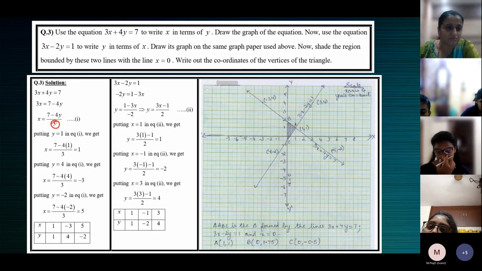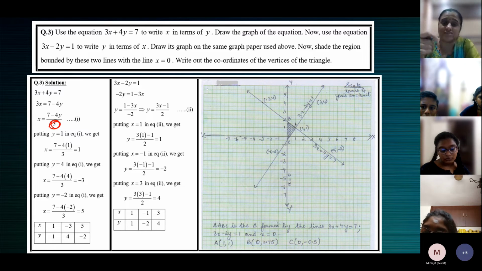The denominator is 3. Now, when you divide any number by 3, it will not always give an integer. So you want to take some specific values of y where you will get an integer value for x, so that it's easy to plot.